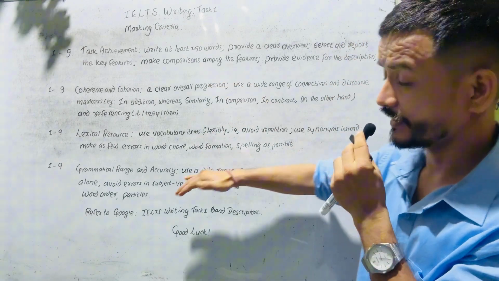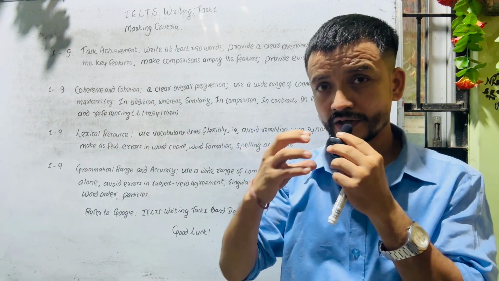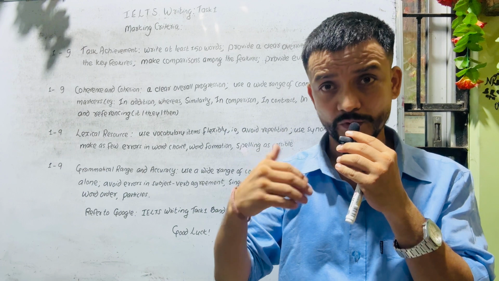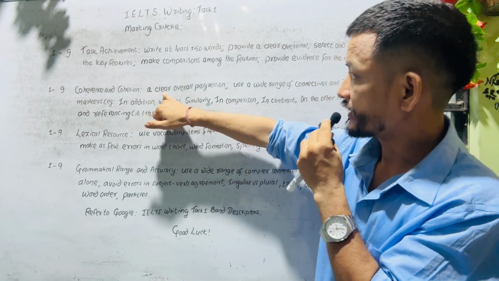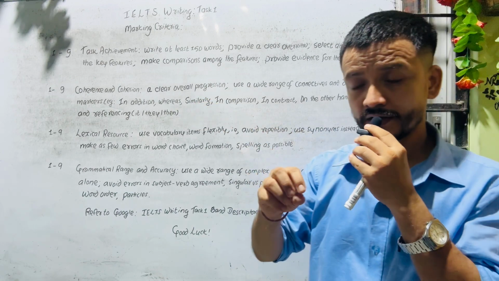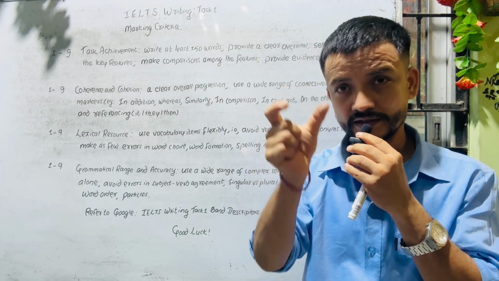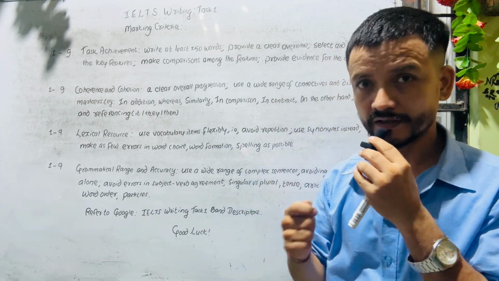So let's move on to the next criterion, which is coherence and cohesion. Your IELTS writing task must flow smoothly. For that, there must be a clear overall progression. There must be a sense of completeness. For example, you must write the introduction, an overview, and the description of the key features.